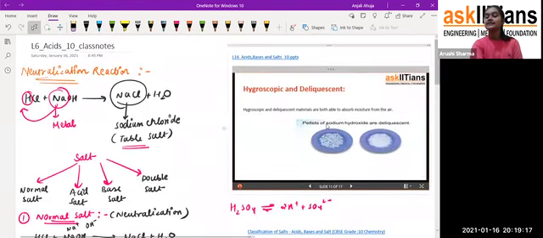Okay, so that's the basic difference between these two: the hygroscopic substance will absorb water but at a minor level, but the deliquescent substance will absorb water with an extreme hygroscopic property, so that it directly converts into the liquid form. Fine students, I hope you got this point.